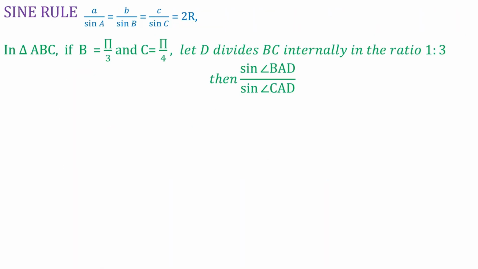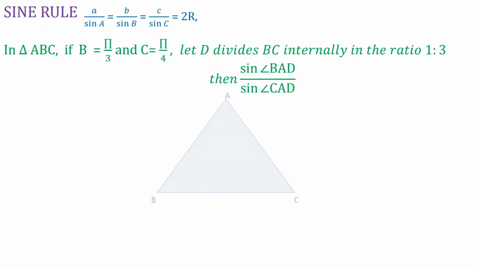This is the problem given. Here we have two angles and then a line is drawn from A to side BC in such a way that it divides BC in a 1:3 ratio, and we have to find the ratio of the sines of the angles.